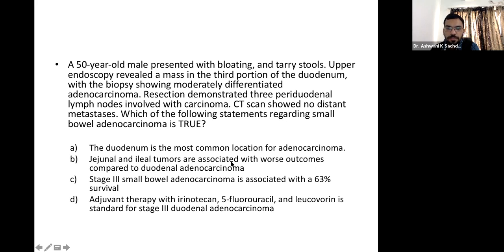Duodenum is the most common location of adenocarcinoma. Jejunal ileal tumor associated with worse outcomes. Stage 3 is associated with 63% survival. Adjuvant with FOLFIRI is standard for.